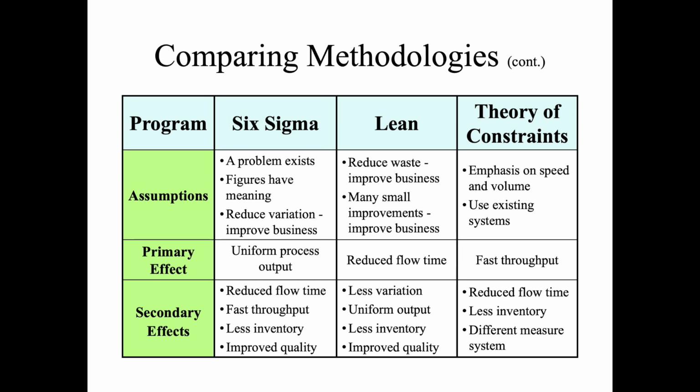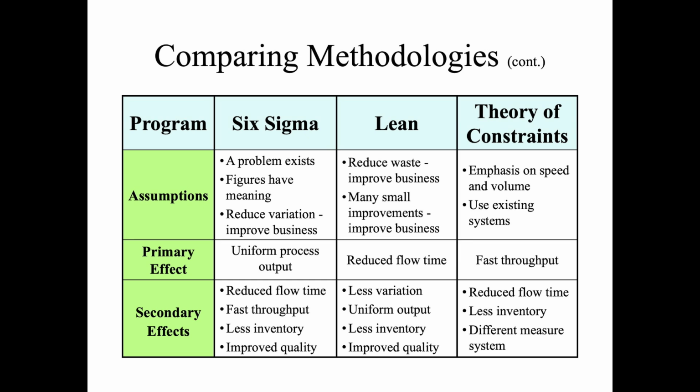There are some basic assumptions for Lean and Six Sigma and Theory of Constraints. I'm going to let you read these because you can read them faster. I'd bore you to death with talking about it. Then I said there's some primary effects. And what are the primary effects for each one of these programs? And then I said there's a secondary effect.